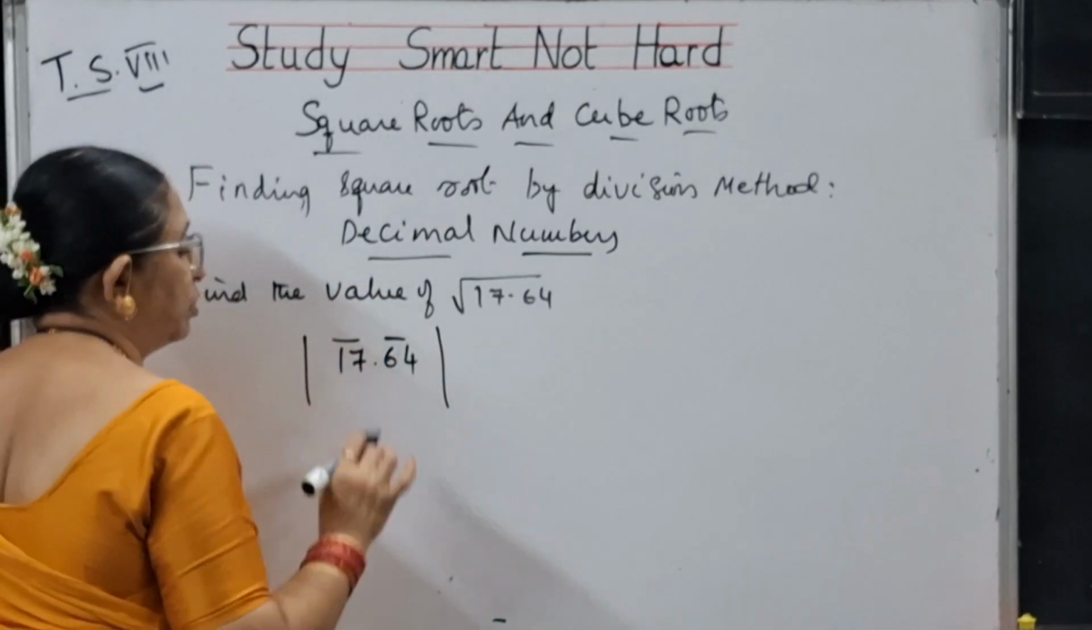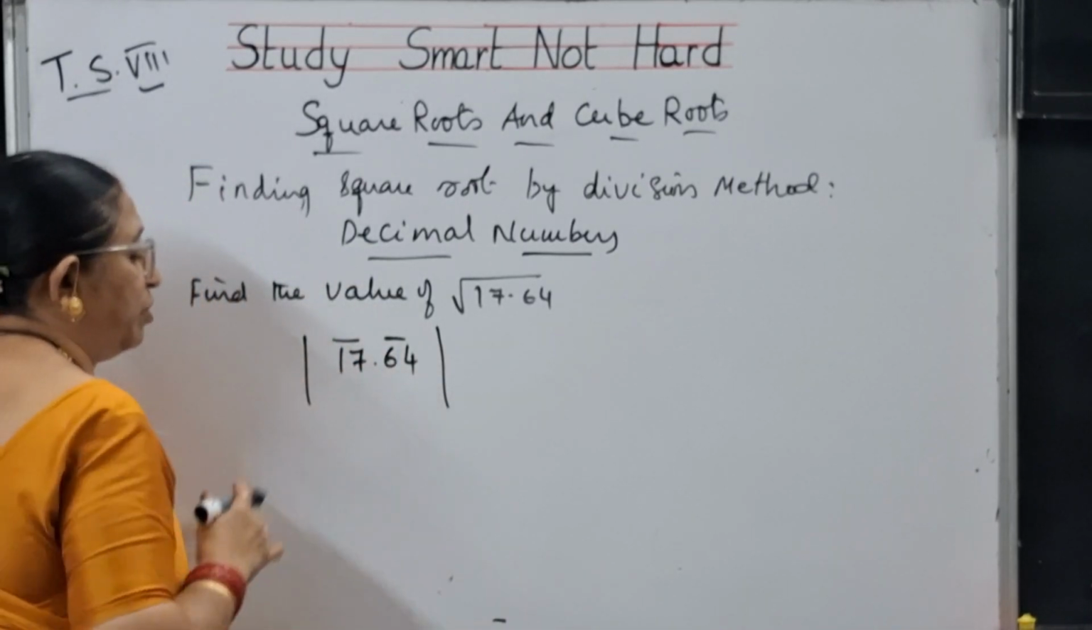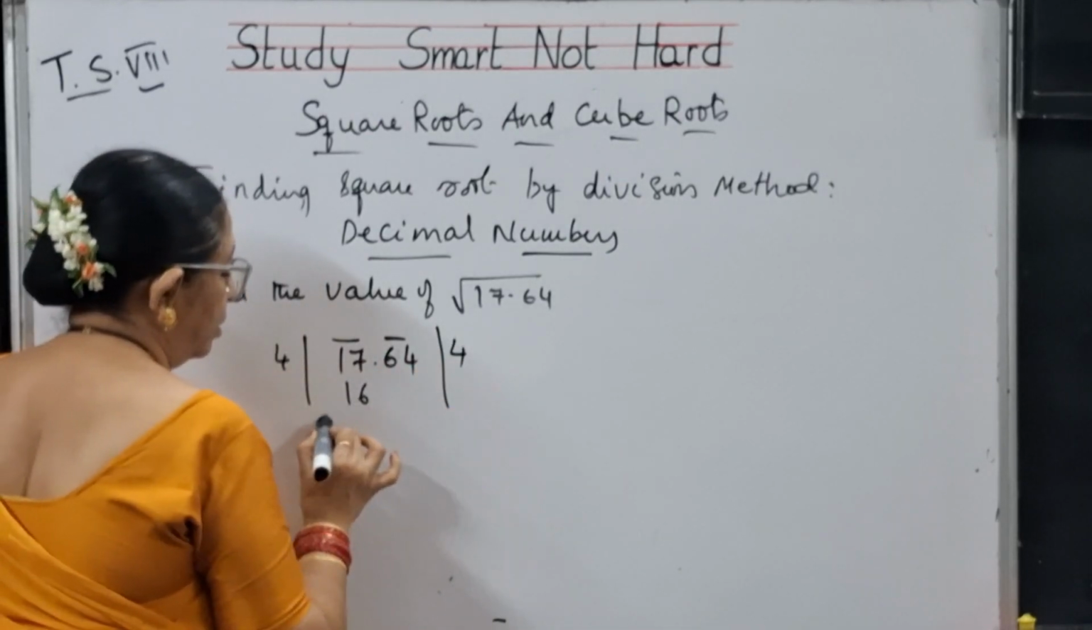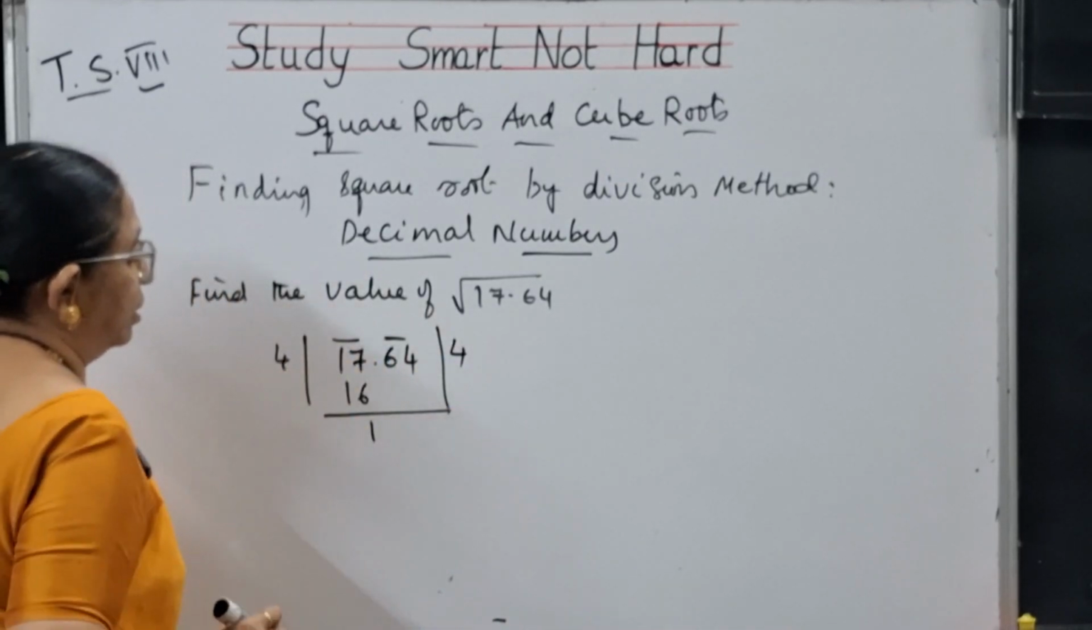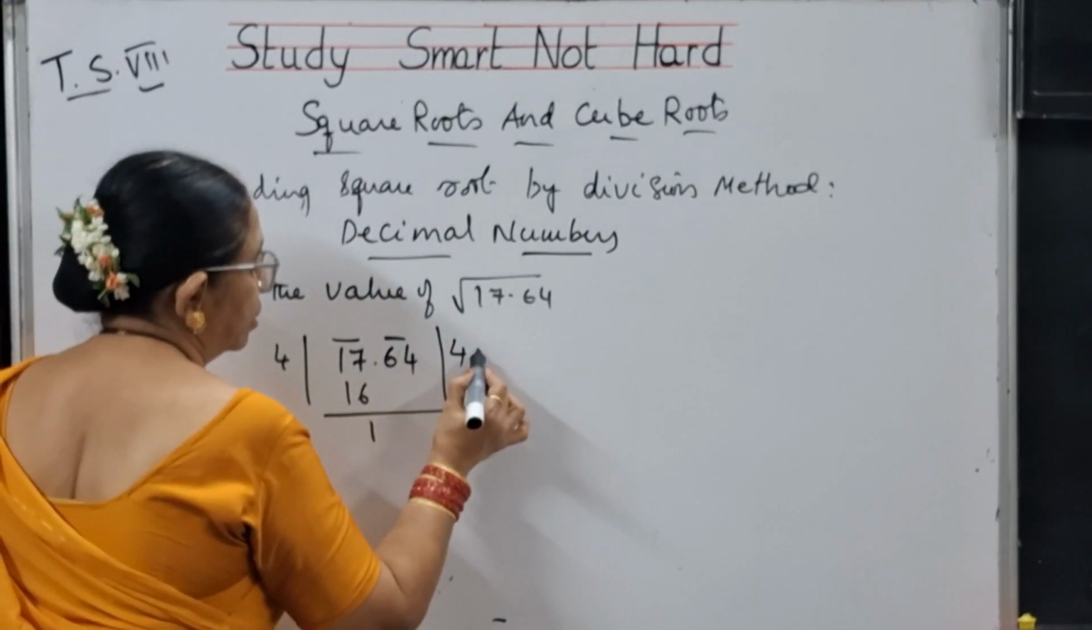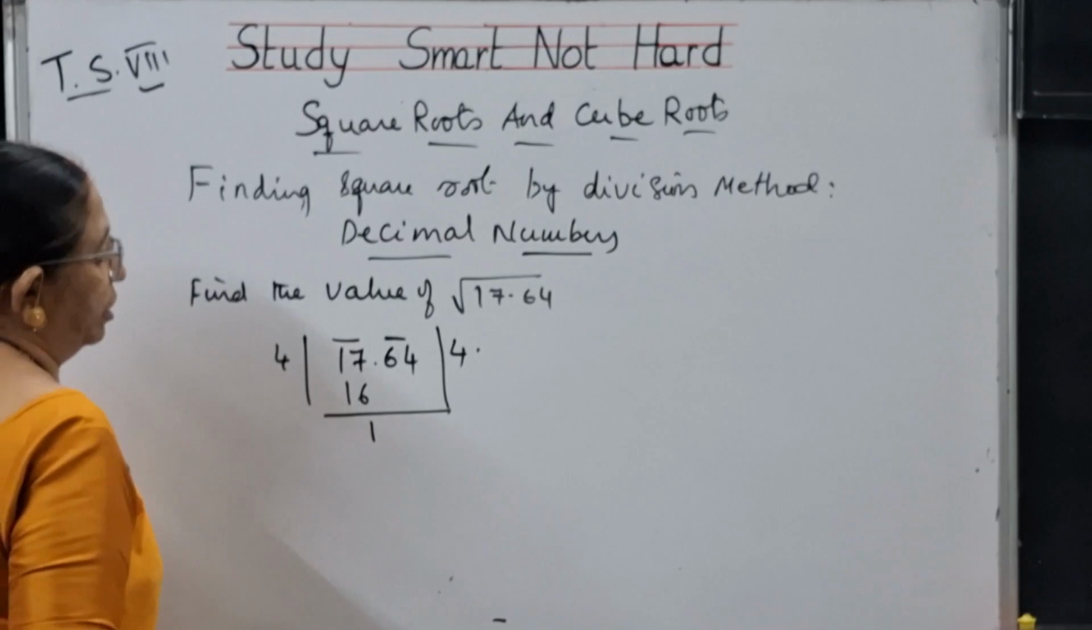17 means we have to take only 4, since 4 fours are 16. 5 fives are 25, which is more. So 4 fours are 16, and I have got 1 here. Now what I should do, this decimal will go here. You have to keep a point there.